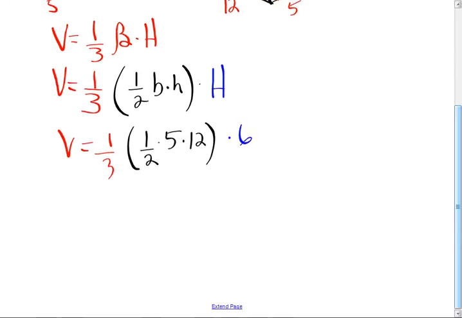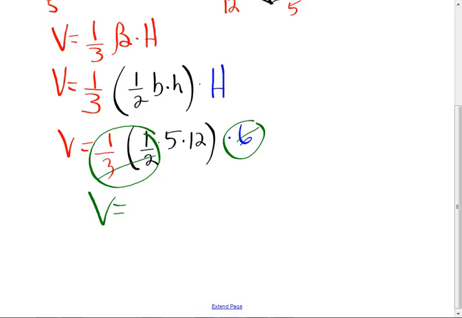And I like to make things simple. So this is 1/6. 1/6 times 6 is, what's 1/6 of 6? It's just 1, isn't it? These cancel. So the volume is equal to 5 times 12. I've done that one so many times, I now know what it is. It's 60. Do we have any units on here? No, but it would be cubic units.